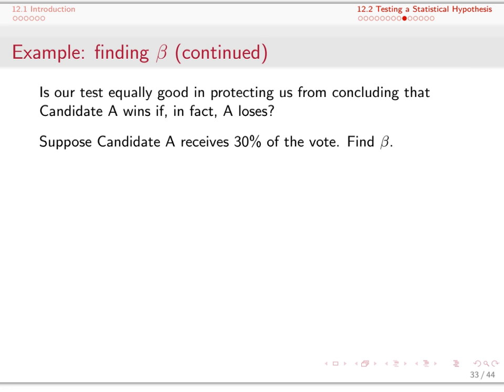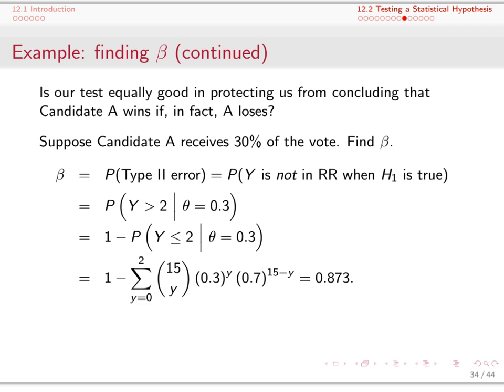Now let's determine whether or not our test is equally good in protecting us from concluding that candidate A wins if in fact A loses. In other words, suppose candidate A receives 30% of the vote. Now let's find beta. Since beta is our probability of a type 2 error, that means we're interested in the probability that we fail to reject the null hypothesis when in fact it should be rejected. That's equivalent to saying that our y is not in the rejection region while the alternative hypothesis is true.